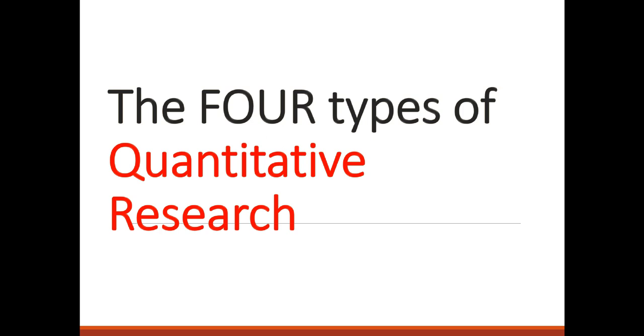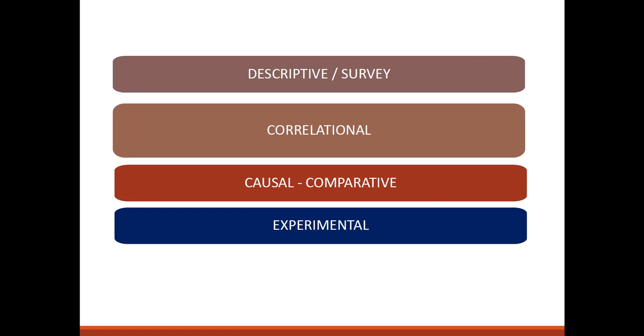These are the four types of quantitative research. I'm not sure which one you are using. The first one is descriptive, or survey. That means you just survey and then you just explain the phenomenon of what you have found from your data collection. So this is just descriptive, or sometimes it's also called survey research.